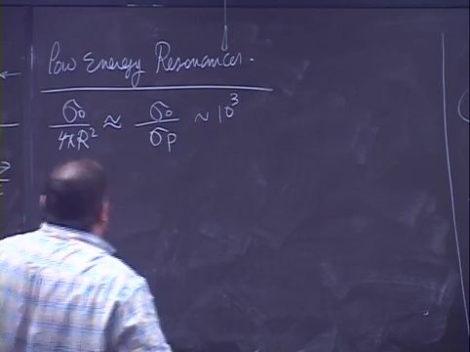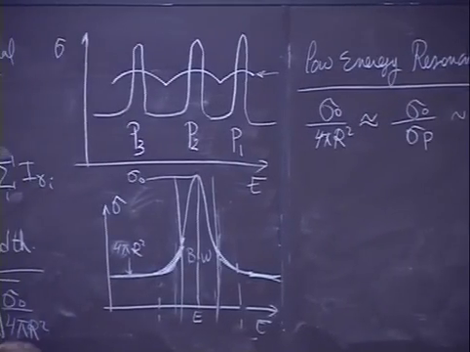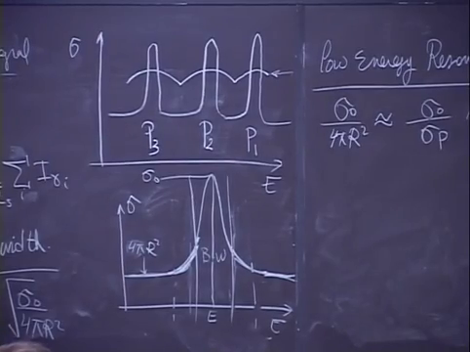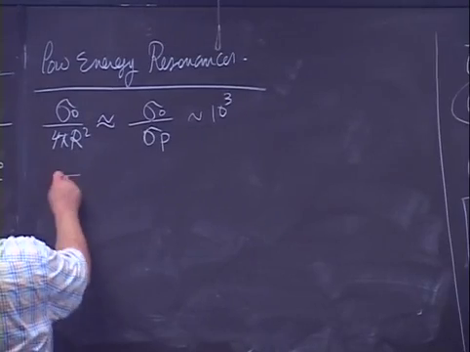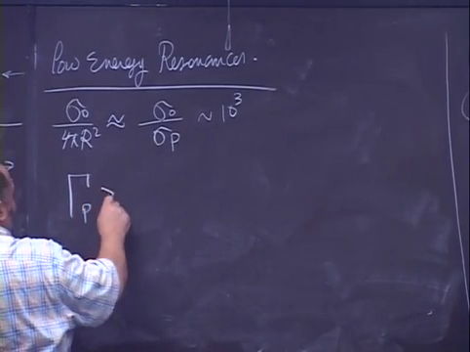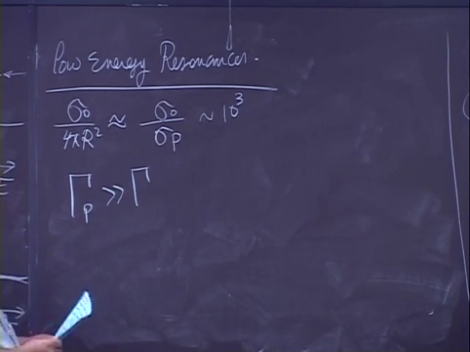So the practical width at low energy is on the order of what? 1,000. On the order of what? 1,000. So the practical width is much larger than what? The natural width. Okay, guys?